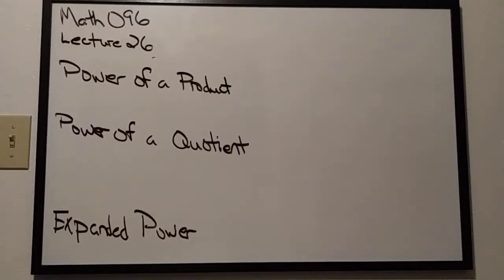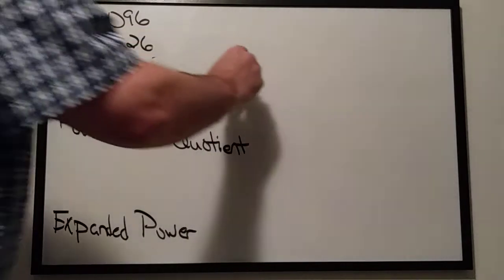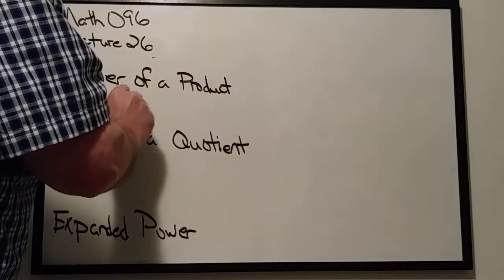Our next rule is the power of a product. So for the power of a product, we need to think about what that word product means. A product means we have two items that are multiplied together. So let's go ahead and start off with x, y.